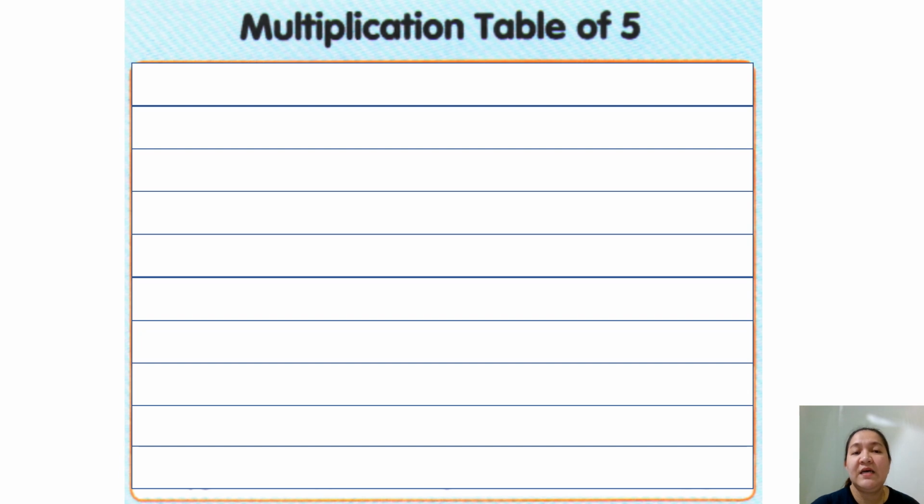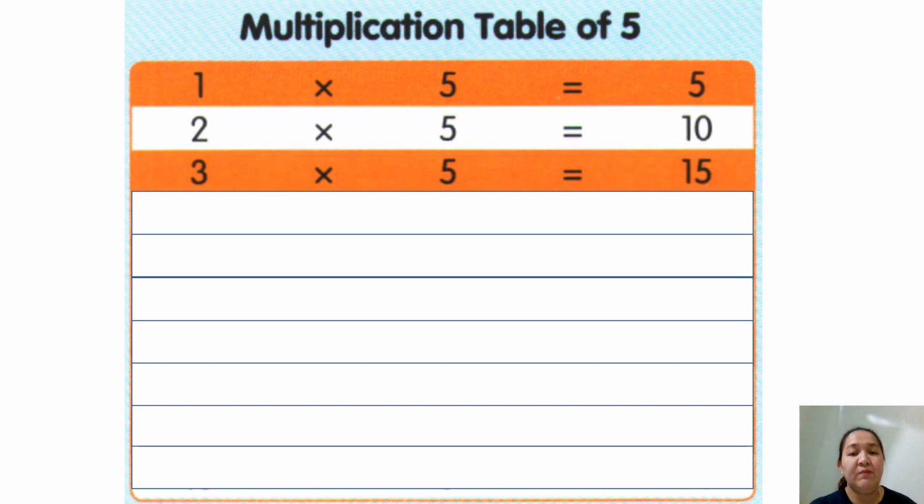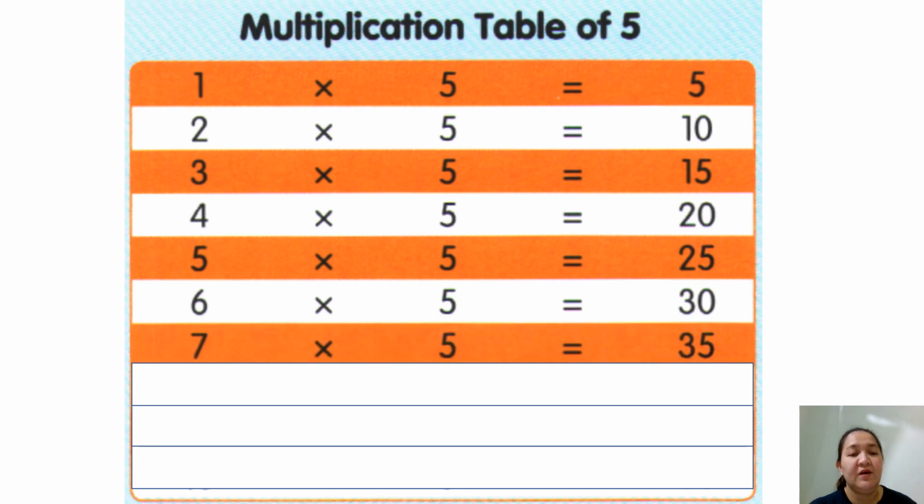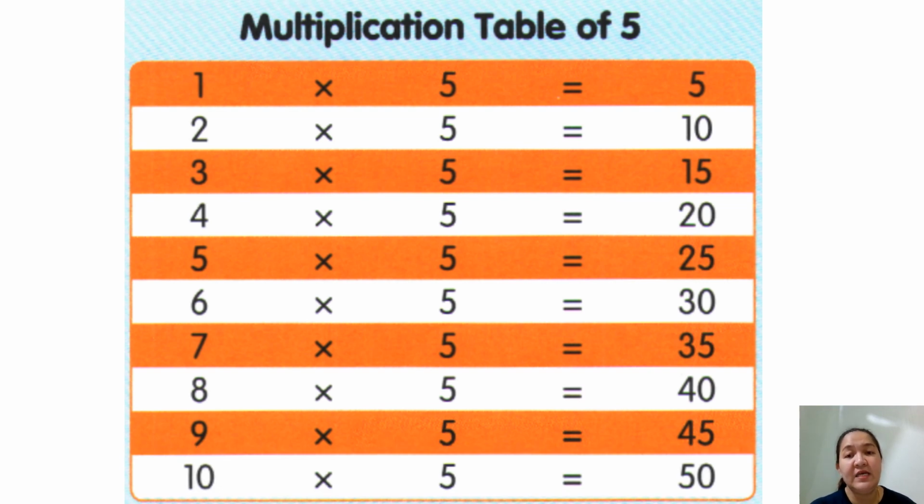So let us recite our multiplication table of 5. 1 multiplied by 5 is 5. 2 multiplied by 5 is 10. 3 multiplied by 5 is 15. 4 multiplied by 5 is 20. 5 multiplied by 5 is 25. 6 multiplied by 5 is 30. 7 multiplied by 5 is 35. 8 multiplied by 5 is 40. 9 multiplied by 5 is 45. And lastly, 10 multiplied by 5 is 50.